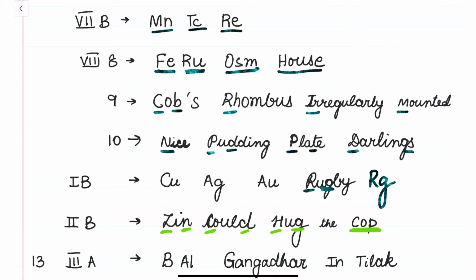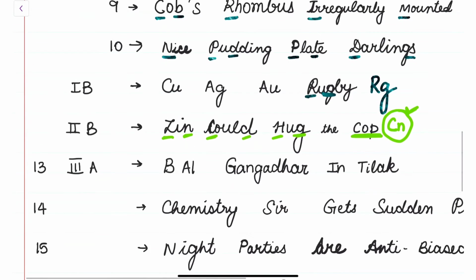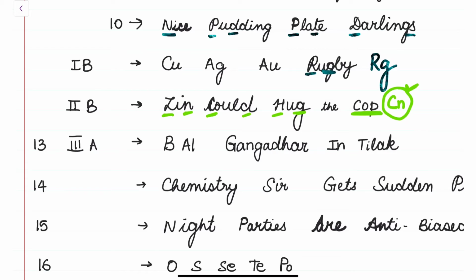Alright, so basically here the symbol is actually Cn and not Cp or something like that. So just remember this one thing. So Zin could hug the cop. Zinc, cadmium, mercury, copernicium. The next is the 13 group of elements, which is boron, aluminium, gallium, indium, and thallium. So B for boron. The trick is Bal Gangadhar Indian Tilak.